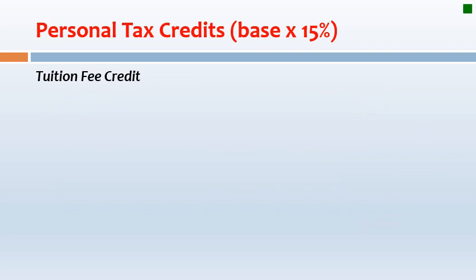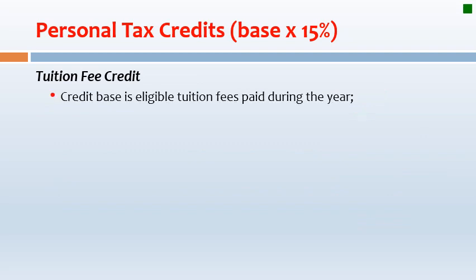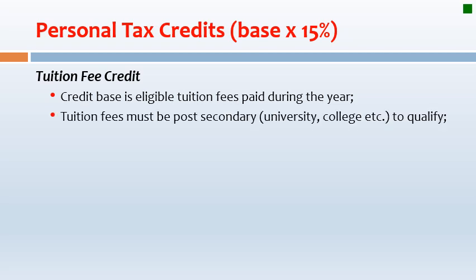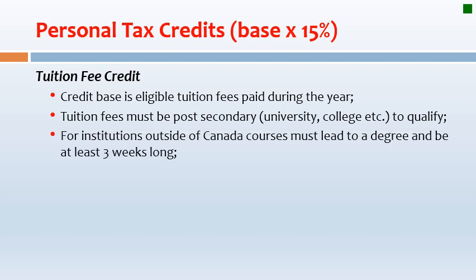Here's one most of you will recognize. It's the tuition fee credit. Now, the credit base is whatever eligible tuition fees have been paid during the year, and that's tuition fees to any accredited university or college, etc. The tuition fees have to be post-secondary, so this doesn't qualify if it's for high school or some kind of fancy private school or something like that. If it's an institution outside of Canada, the courses have to lead to some sort of a degree, and they have to be at least 3 weeks long. And the tuition fees must be at least $100 per institution in order to qualify.